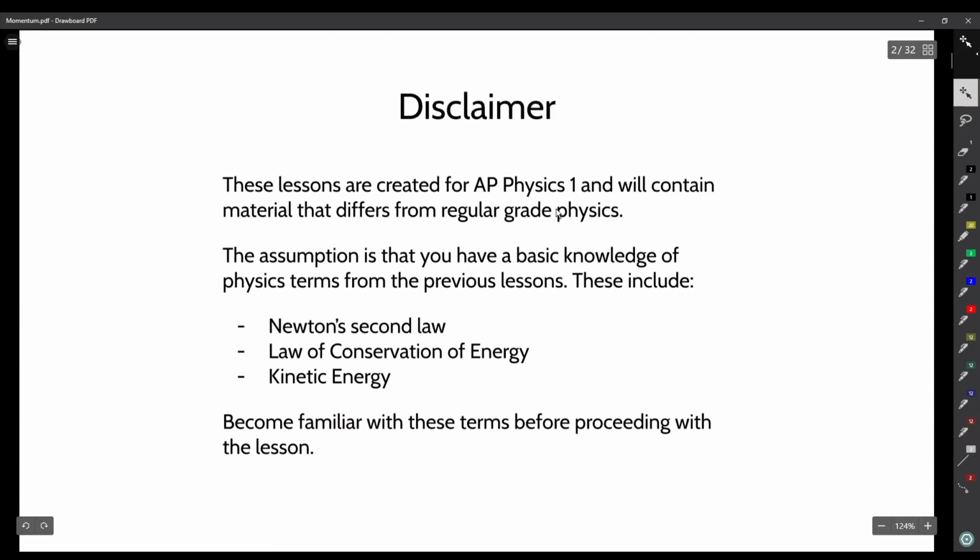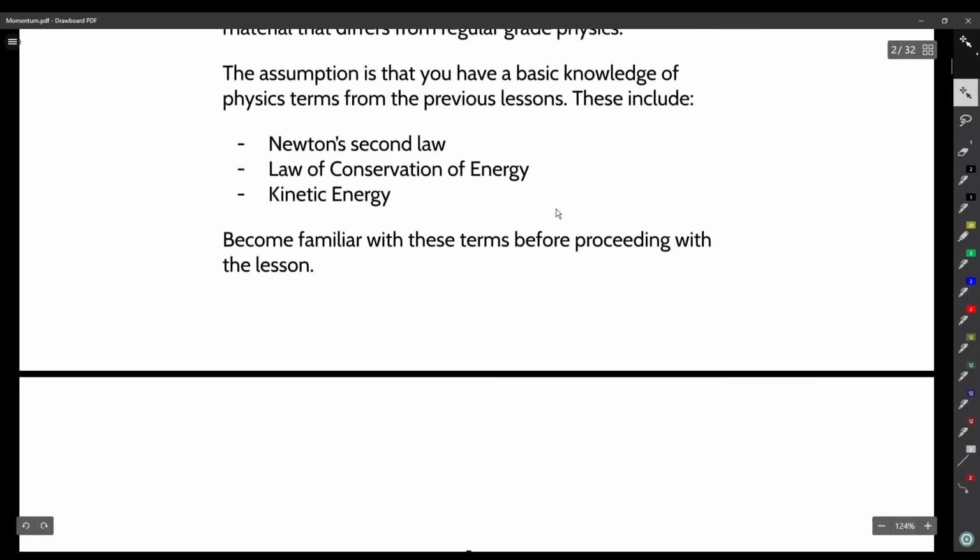Let's get started. So we have our usual disclaimers. These are created for AP Physics 1 as a base. However, I did say we can touch upon 30-1 material as well. Now, before you watch the rest of this video, please make sure you know Newton's second law, the law of conservation of energy, and about kinetic energy, because we will be discussing those in the next slides.